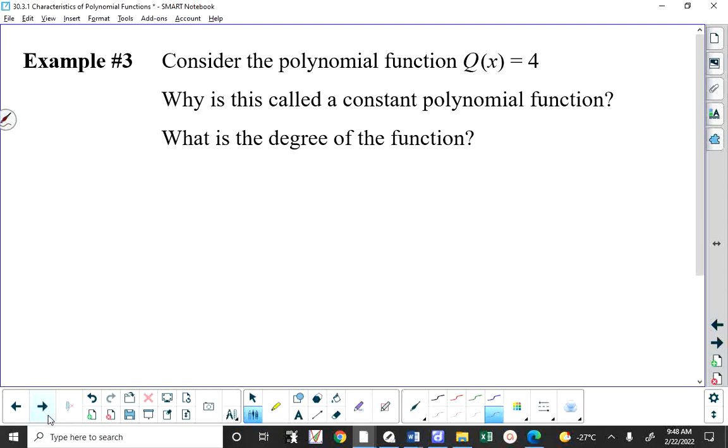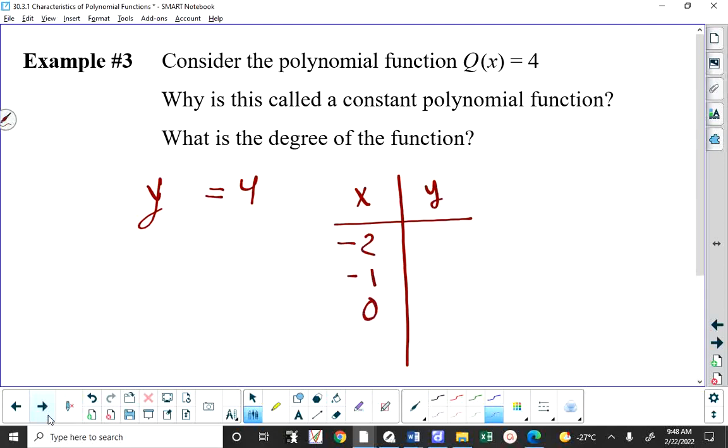Because y is always 4. If you write this out as y equals 4, going back to grade 10, f of x is another way of saying y, so q of x is y. And I asked you to make a table of values here so that we could plot the graph. And you said, well, -2, -1, 0, 1, 2. And you put these values of x into the function wherever there's an x. There is no x, so you're going to get 4 every time.